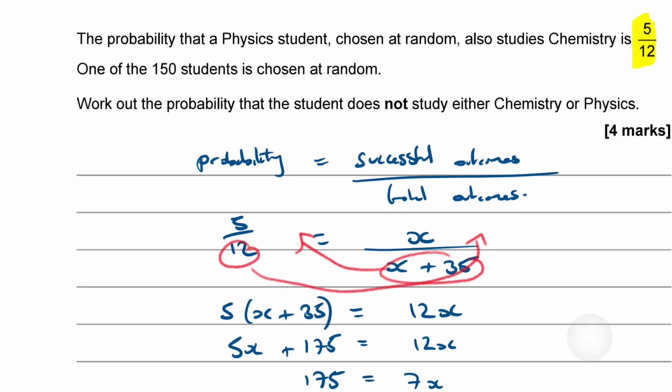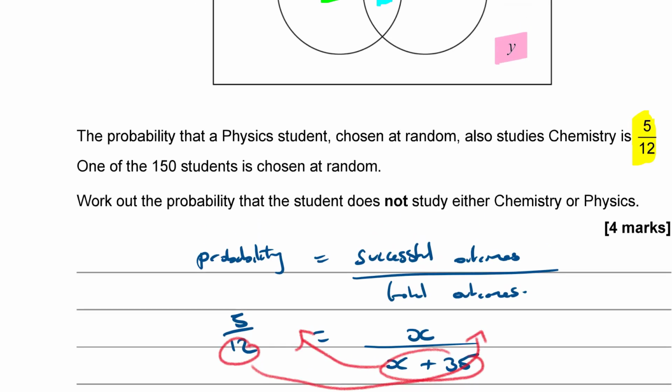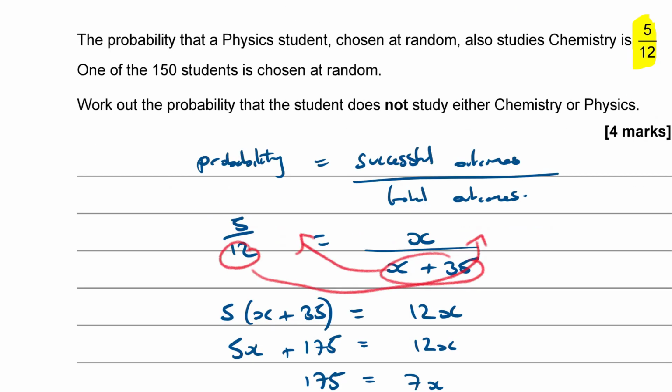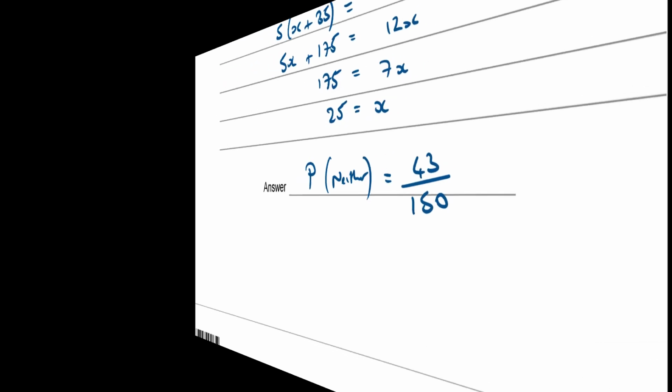Just checking I've answered the right question. Work out the probability that the student does not study either chemistry or physics. Okay, so that isn't the answer. I found y, but the probability then is successful outcomes over total outcomes. So the probability of neither, which is 43 over 150. 43 successful outcomes over a total of 150 outcomes.